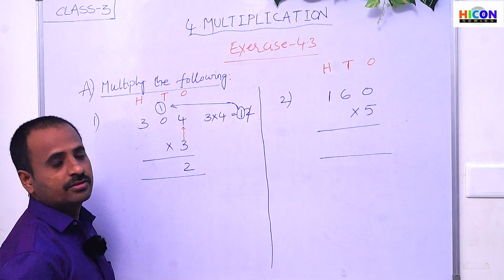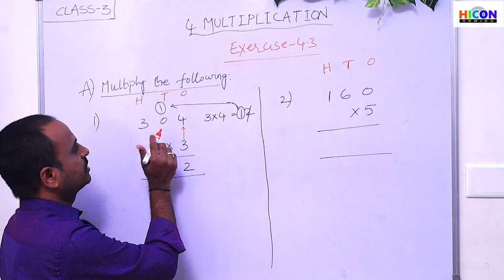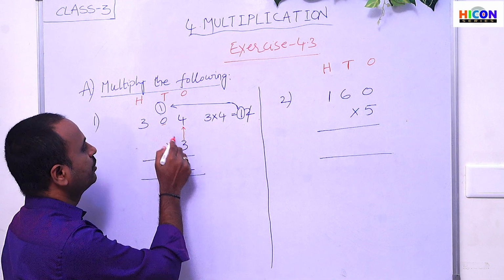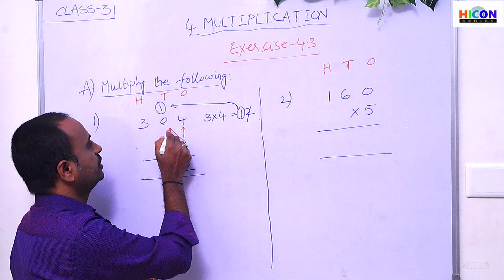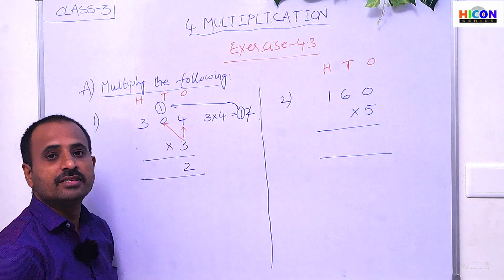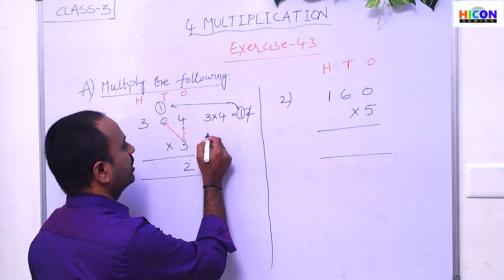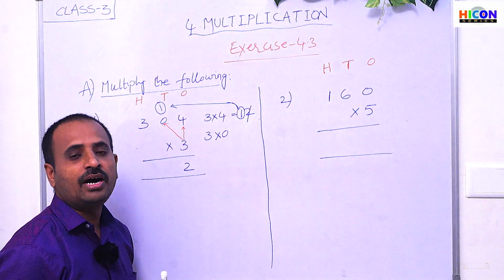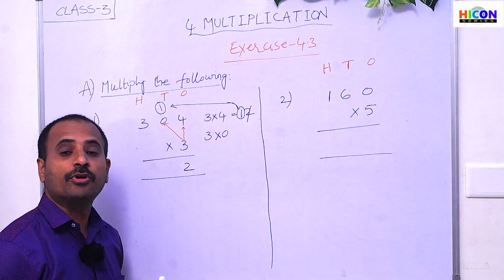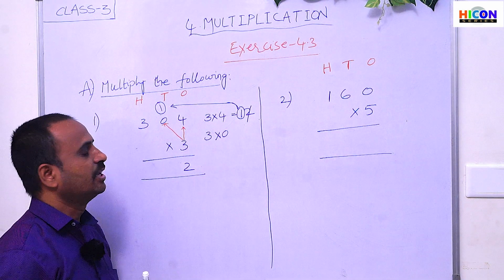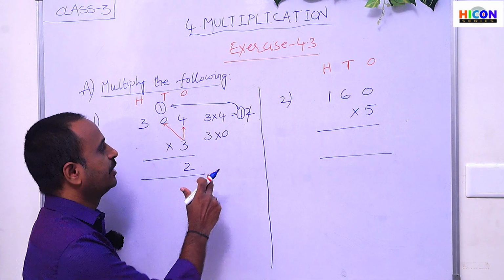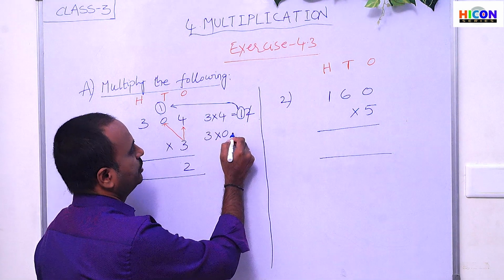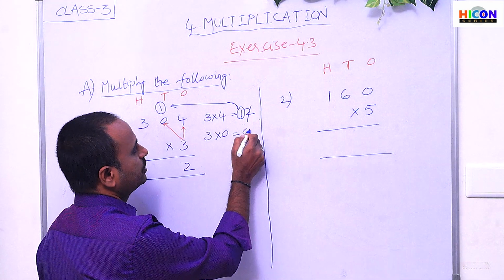So which digit is present in the tens place? 0 is present in the tens place. Multiply 0 with 3, that is 3 into 0. Children, how much is 3 into 0? Already we have discussed the properties of multiplication: if any number is multiplied with 0, we will get 0. So 3 into 0 is 0.